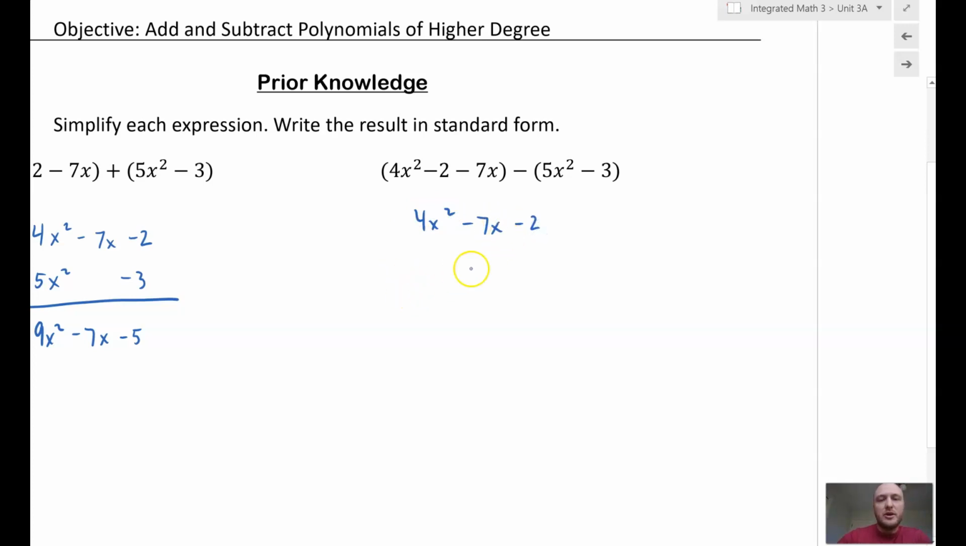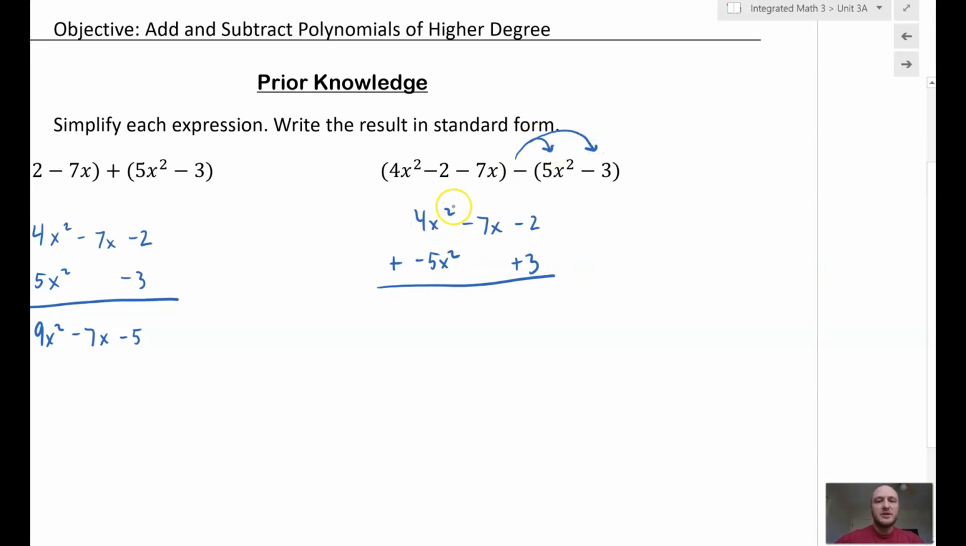And this time what I want to do is subtract 5x squared minus 3. Well, remember, when you're subtracting a polynomial, you're really adding the opposite. So I'm going to add the opposite of 5x squared, so that's negative 5x squared. And I'm going to add the opposite of negative 3, which is a positive 3. So all I do is really just distribute that negative to each term.